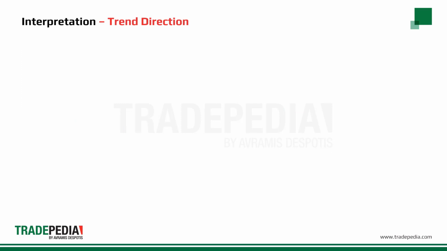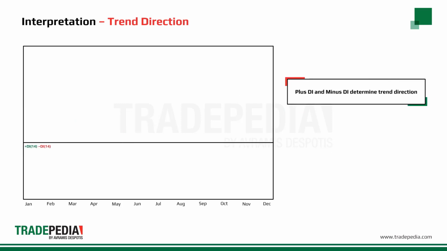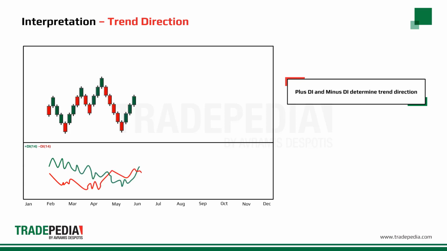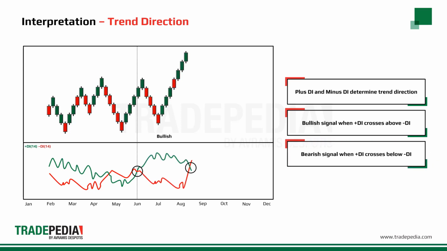As the ADX does not show the trend direction, we use the plus DI and minus DI to determine trend direction. A bullish signal is given when the plus DI crosses above the minus DI. A bearish signal is given when the plus DI crosses below the minus DI.